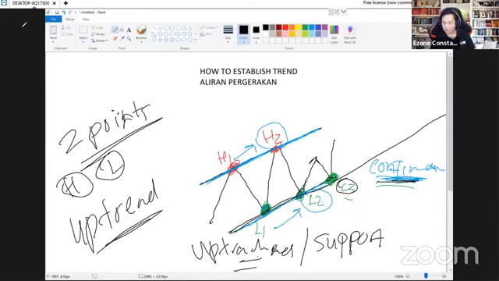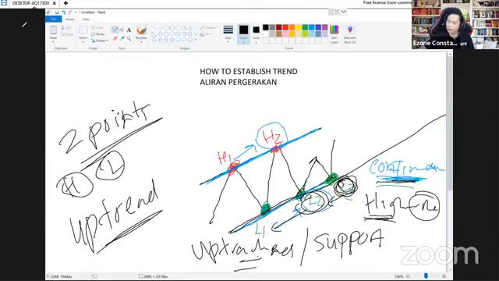Okay, now I see the Facebook comment here. Some of you say that this is called a higher low. Okay, yes, it's correct. Okay, what does it mean by higher low? Higher low means this low here is higher than the previous low, and this low here is higher than the previous low. That is why they call it the higher low, and this high is higher than the previous one, it is called higher high.